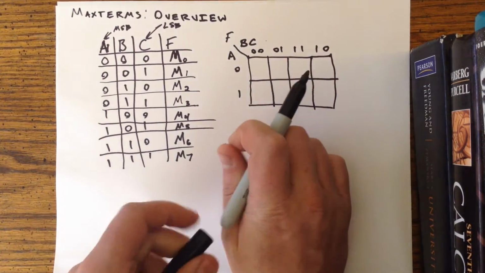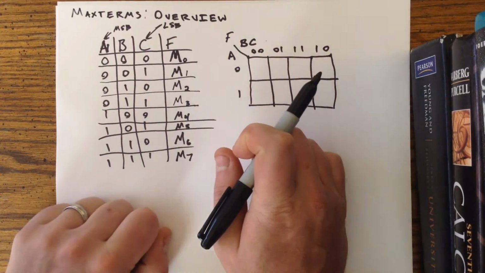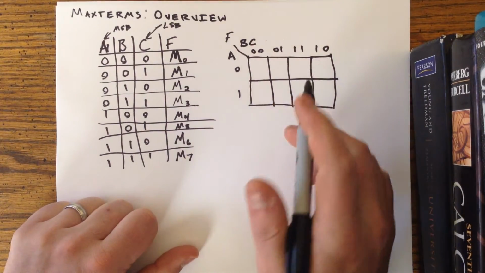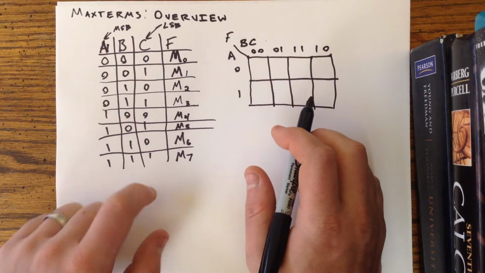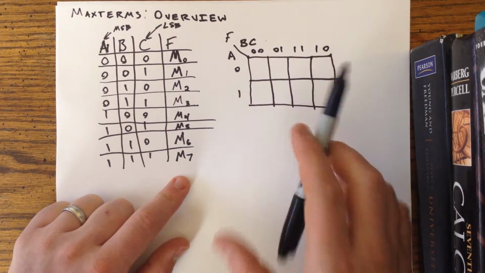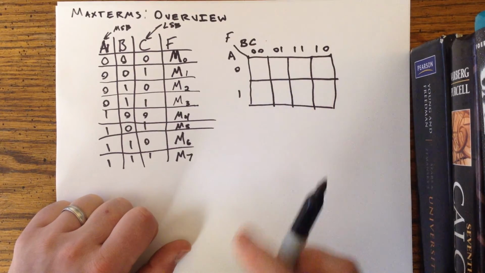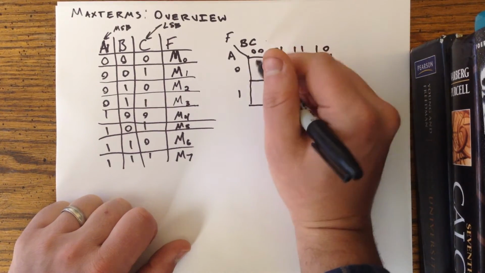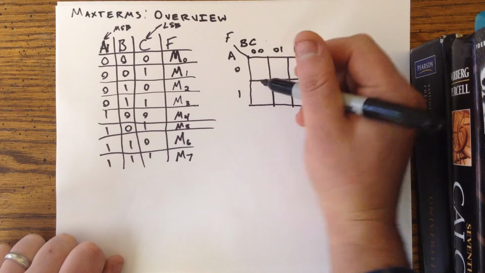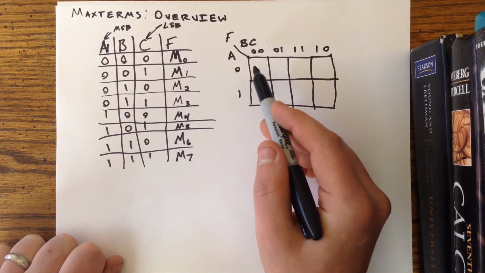But we'll get into that with the K-map simplification, sum of products and products of sums. Don't worry about that just yet. Let's just worry about mapping our max terms from our table to our K-map. So let's go ahead and map this first one.